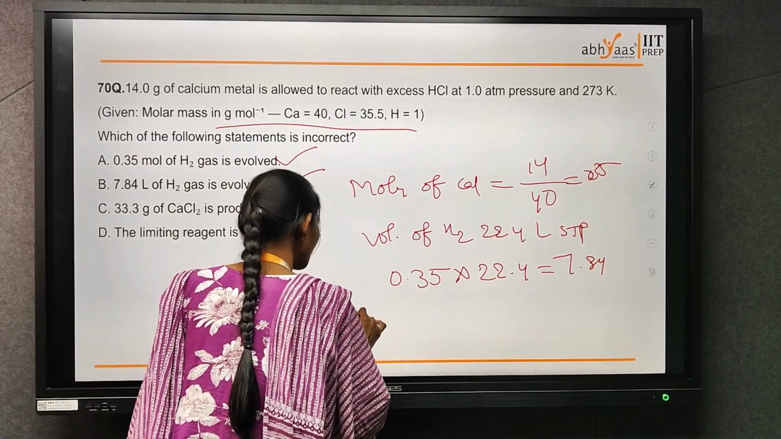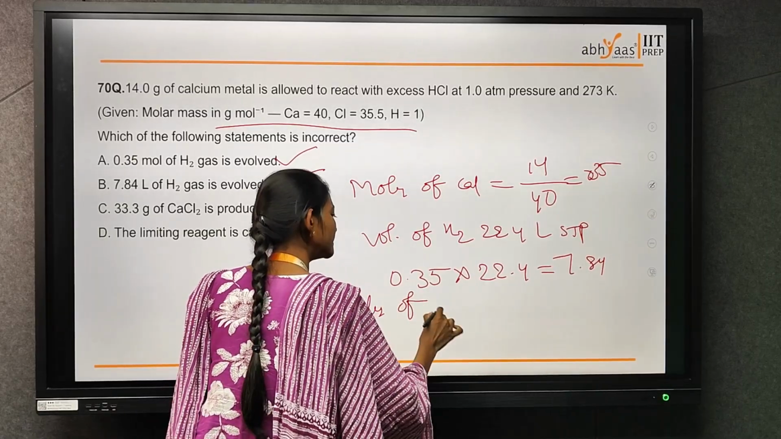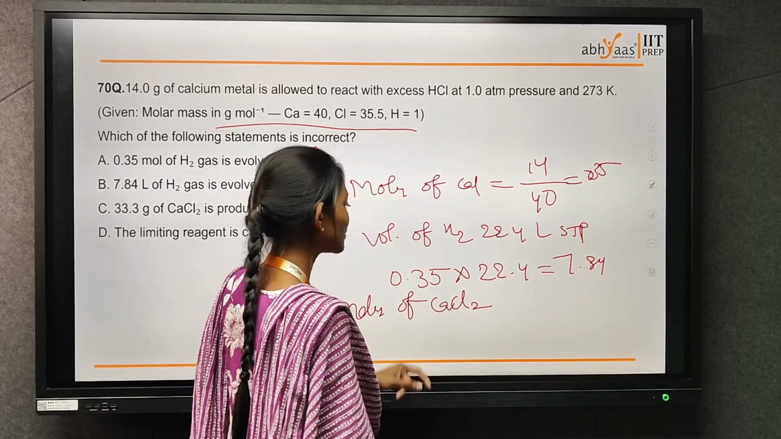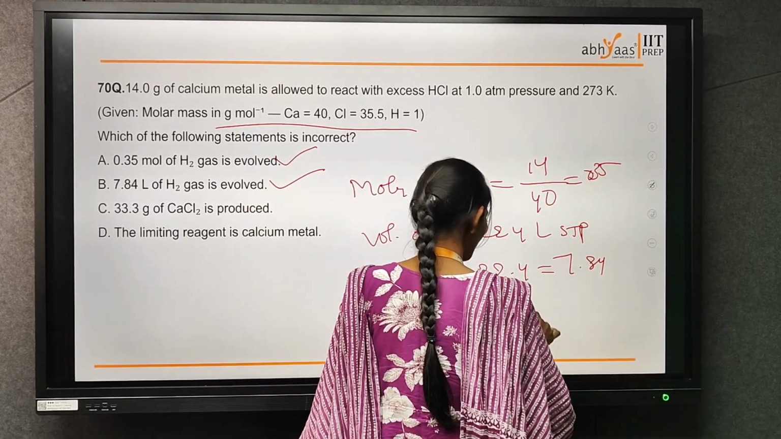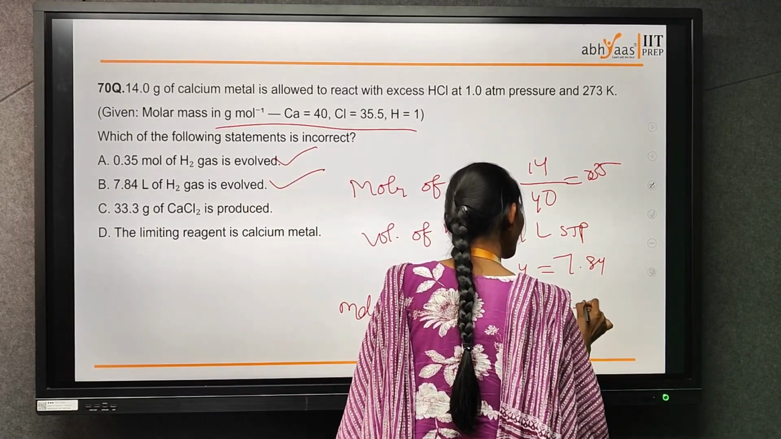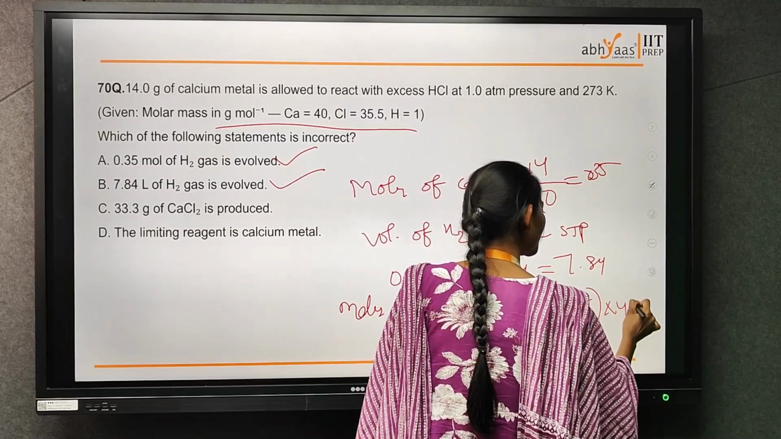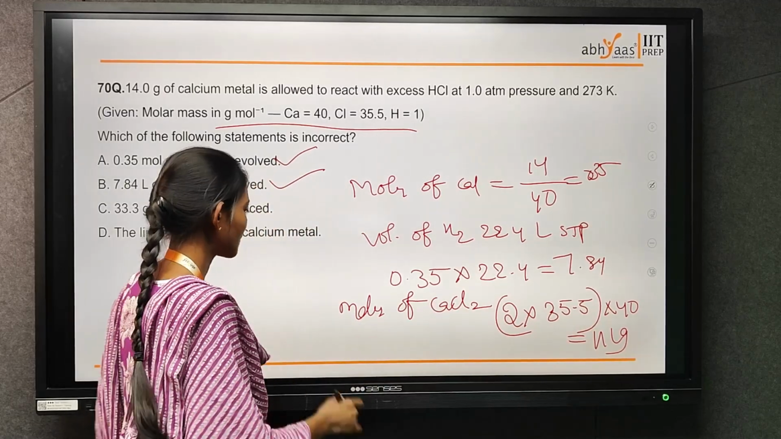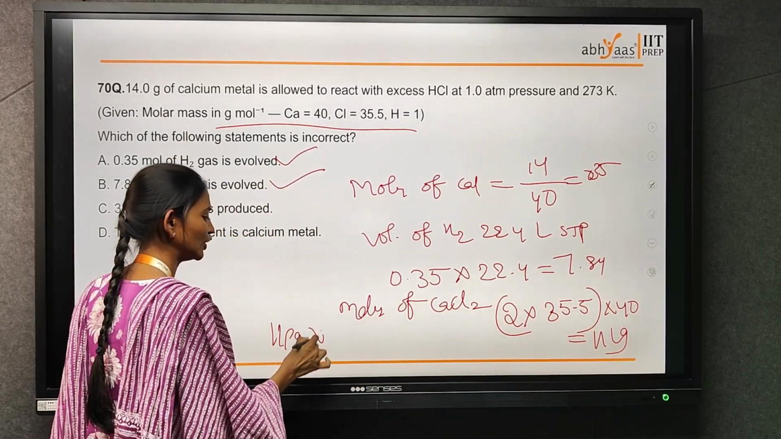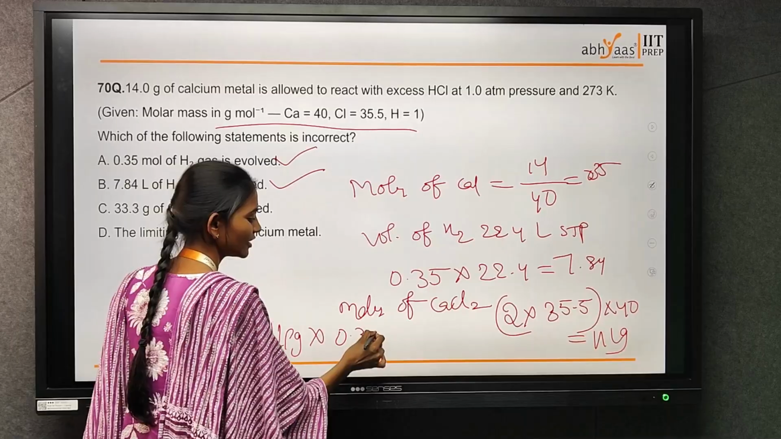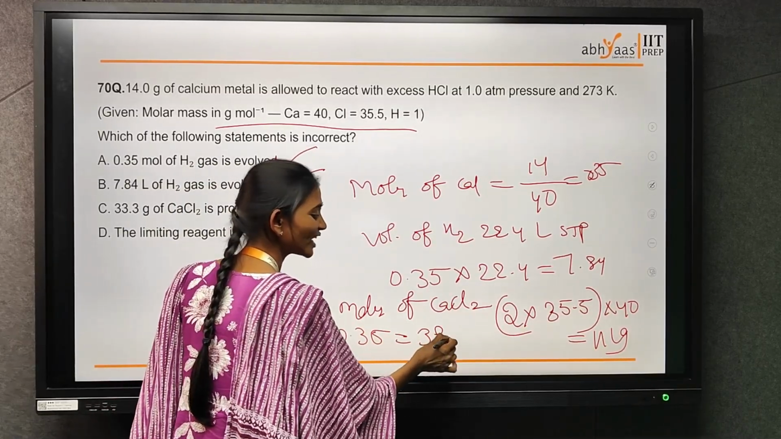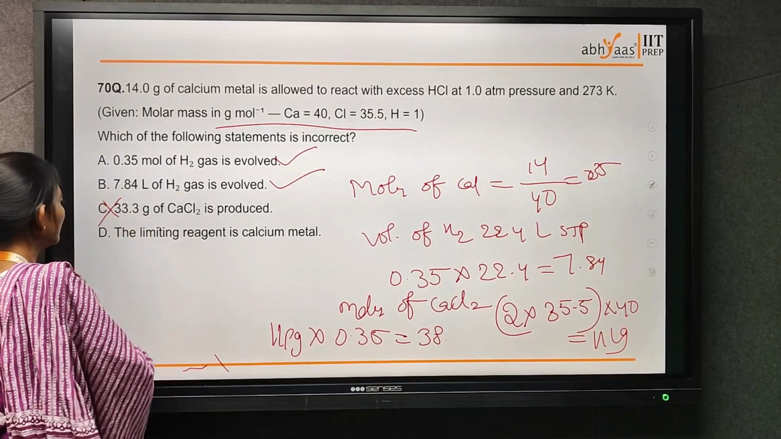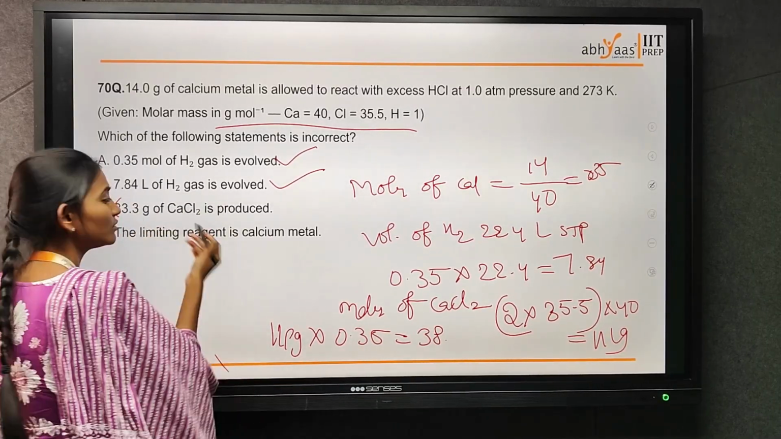Moles of calcium chloride, CaCl2, means what here for CaCl2? Calcium 40. So 40 plus 2 into 35.5, you are getting 111 grams, right? Again, we are reacting with 111 grams into 0.35. You will get some near value, 38 point something. So the answer here they have given is 33, so the statement will be wrong. So your answer is also C.